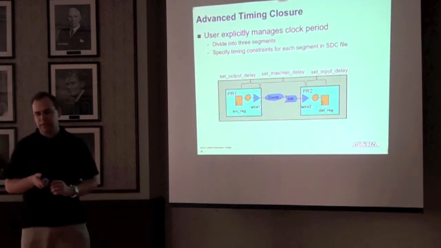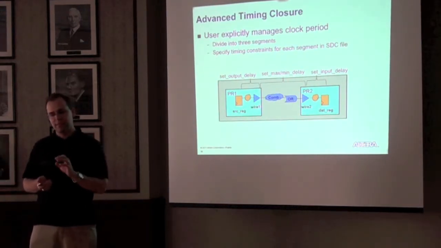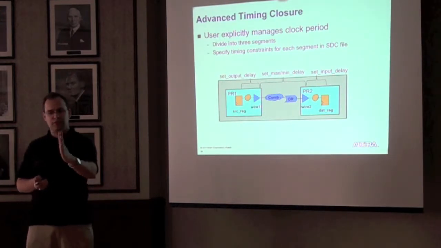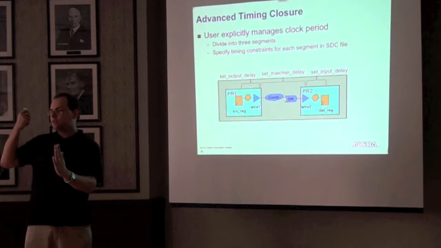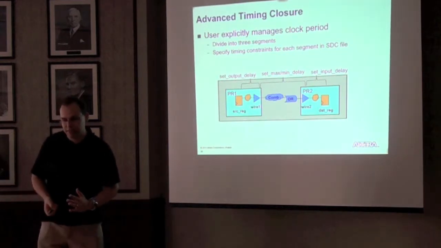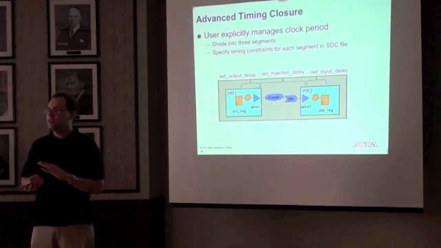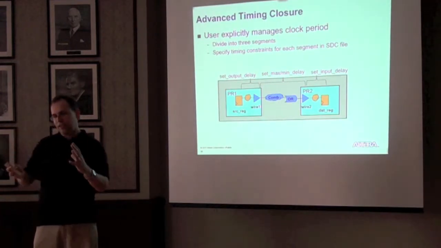So from this picture, which is pretty much the same as the previous slide, you divide it into 3 segments. One from the source register to the boundary of the first PR partition, one from the boundary of one PR partition to the boundary of the other PR partition, and one from the boundary of the last PR partition to the destination reg. And you use SDC constraints to manage that transfer.